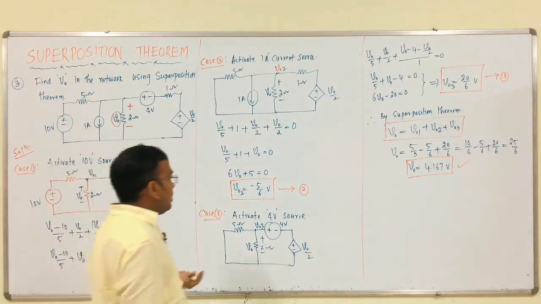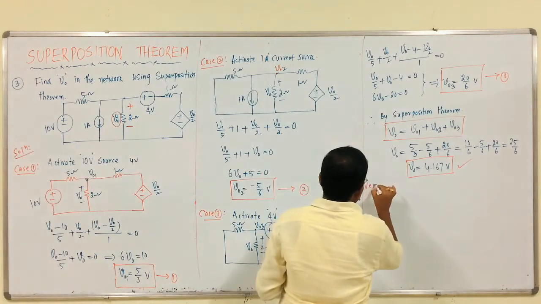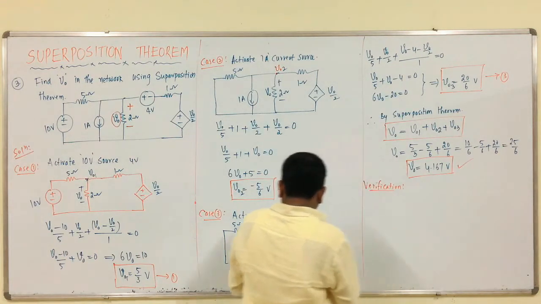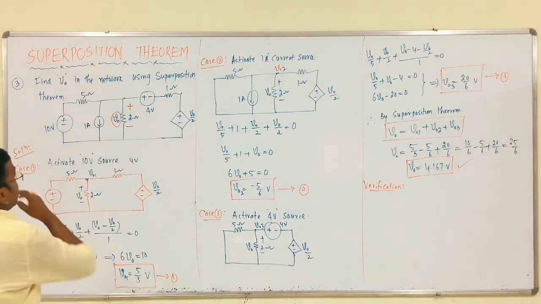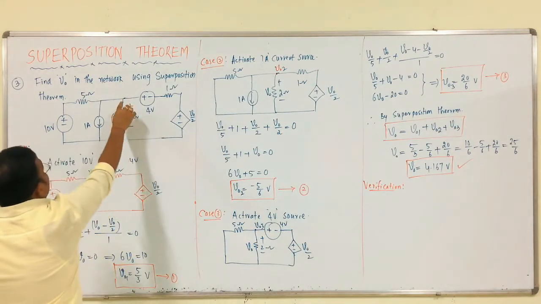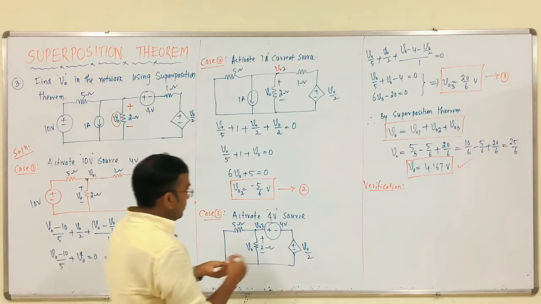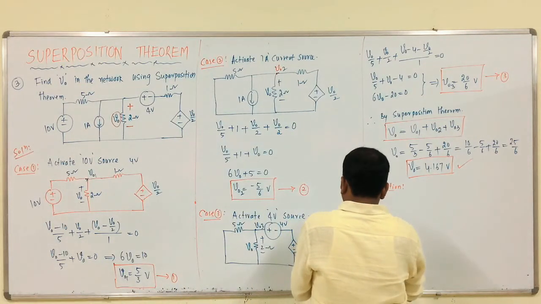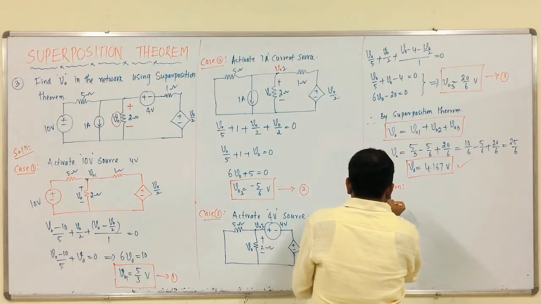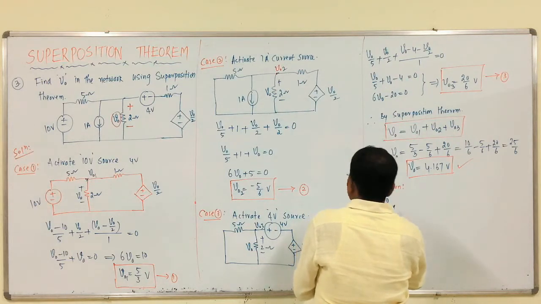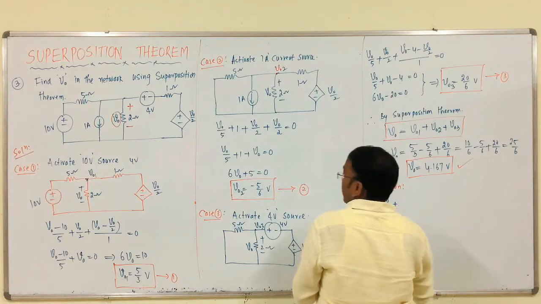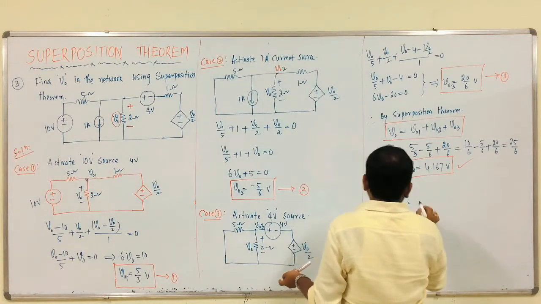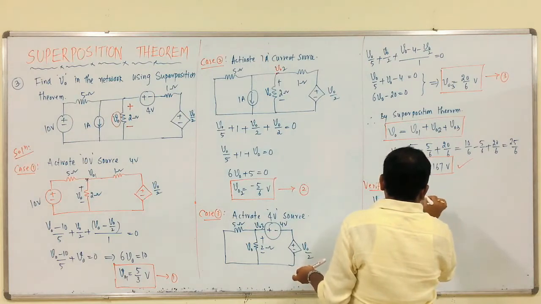Now, we have to verify this answer. Verification. This is the circuit. From this we have to calculate V naught. Therefore, this is V naught, right. From this, what is the equation? V naught minus 10 by 5 completed. 1 ampere current is leaving, completed. Next, V naught by 2. V naught by 2 completed.